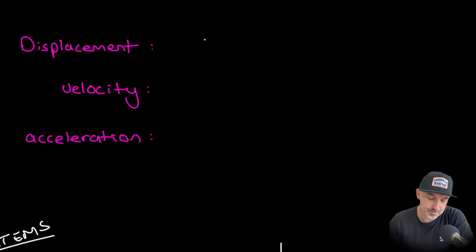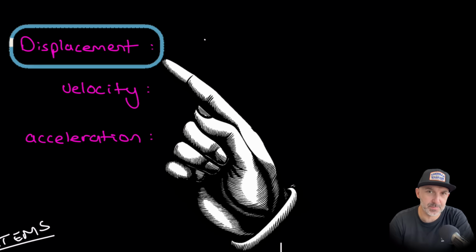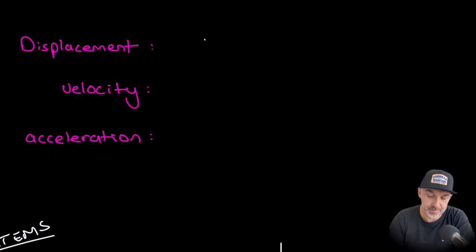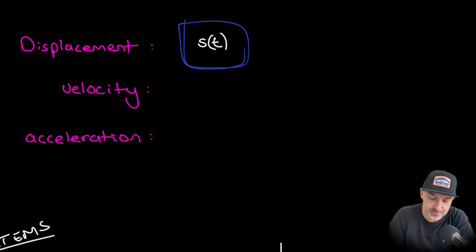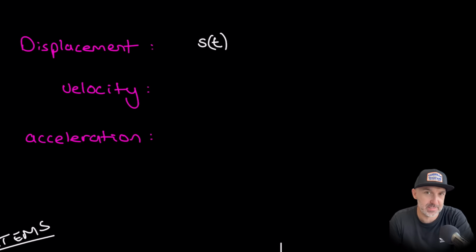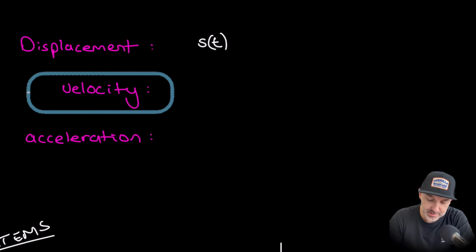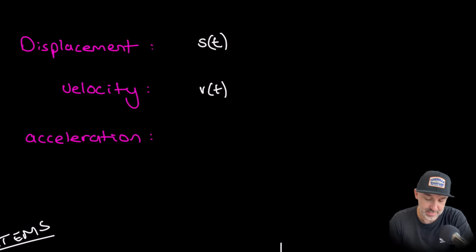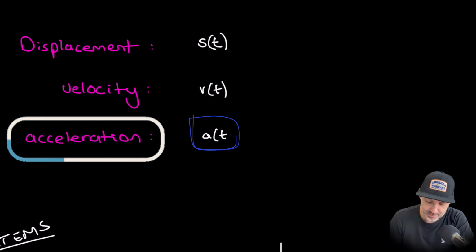Okay, so let's start by looking at some of these terms. So displacement means the distance away from a given point. This is usually the origin. So that displacement will be represented by s of t, so a function of t, and we use the letter s for displacement. Velocity will be defined as v of t, so a function of t again, but this time velocity, and acceleration will be a of t.